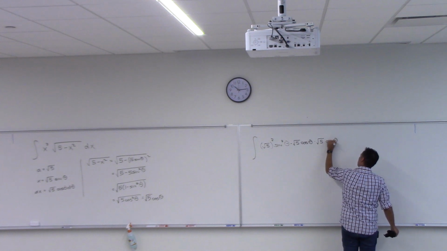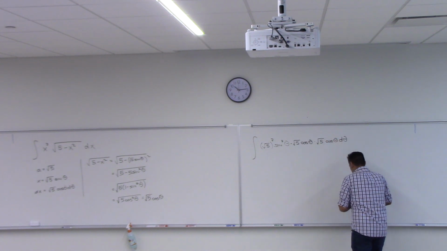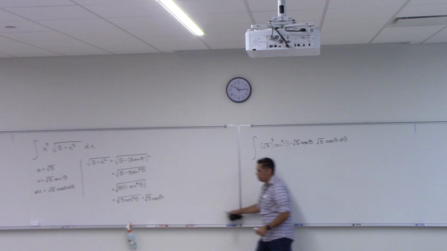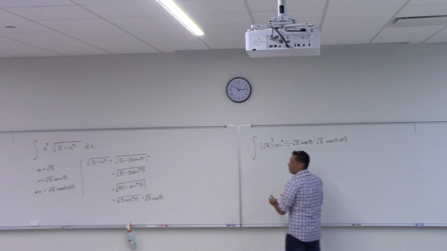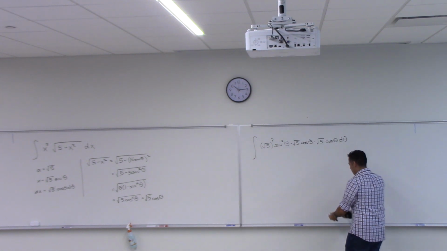Root 5 cosine theta d theta. Do you all need colors or not? Do you want colors or not? You all right? Okay.